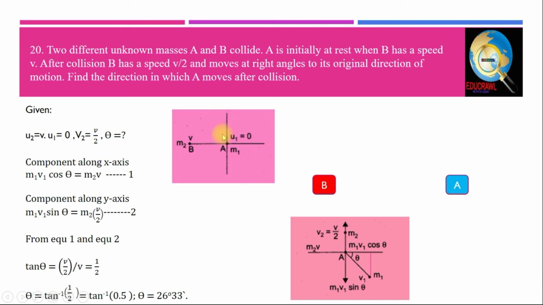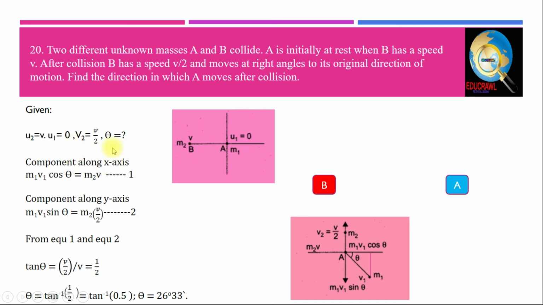From the diagram you can understand that two objects, A and B, are colliding with each other. A is at rest but B is moving with the speed of v. After collision, B is moving with the speed of v/2, and you have to find the direction in which A is moving. That is the theta we have to find.